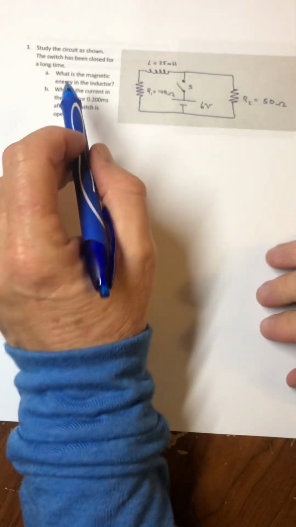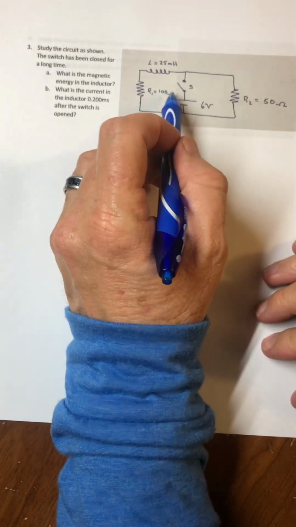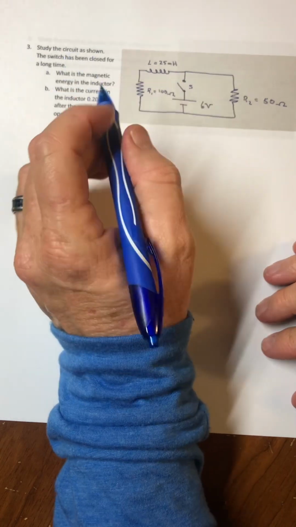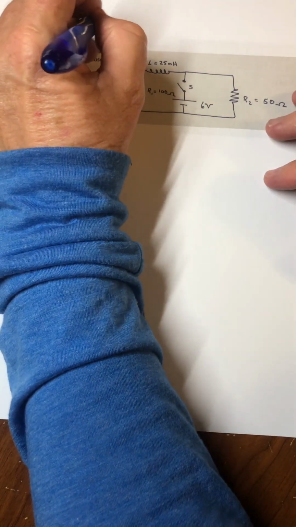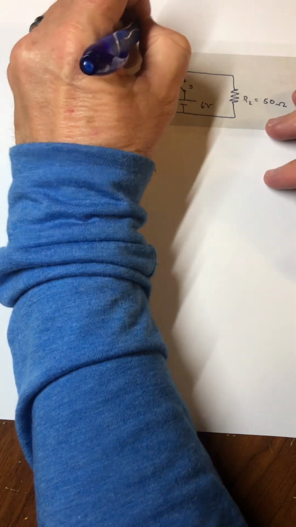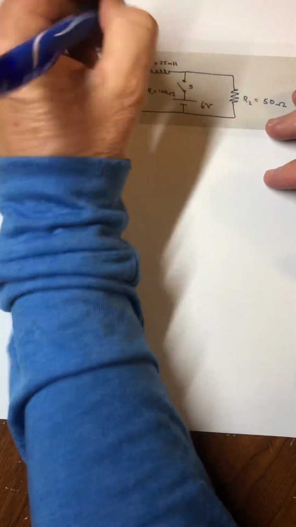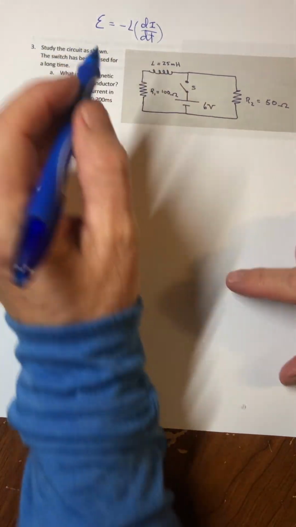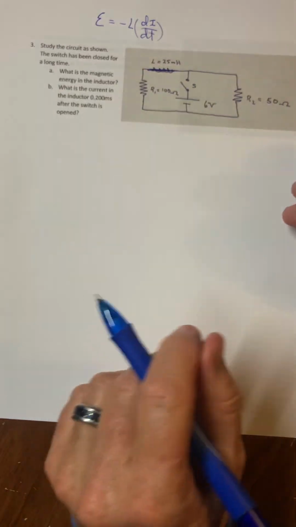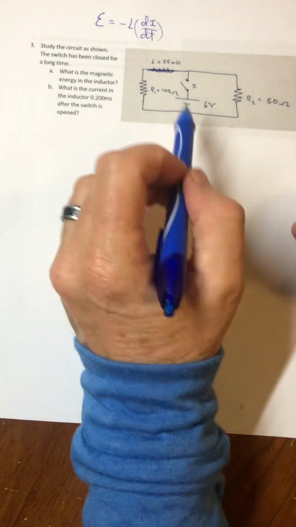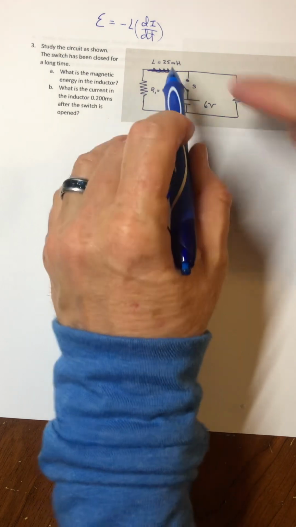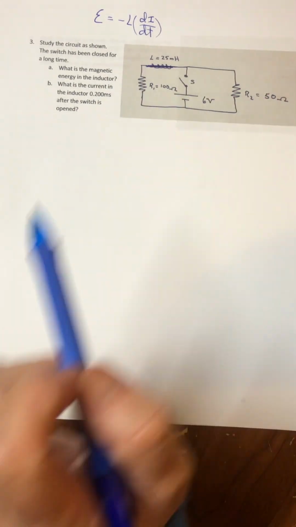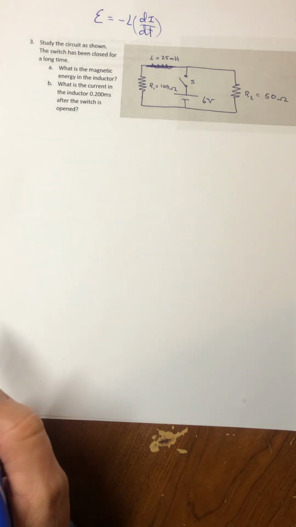This problem says it's been closed for a long period of time. So for a long period of time, things have settled down. We know that the voltage on an inductor is minus L di/dt. After a long, long period of time, there's no more changing of the current, so there's no more voltage. So we can think of this as kind of a straight wire, and basically all I have is a 6-volt battery that comes off and then 2 resistors in parallel, some of the current going around this way and some going around that direction.